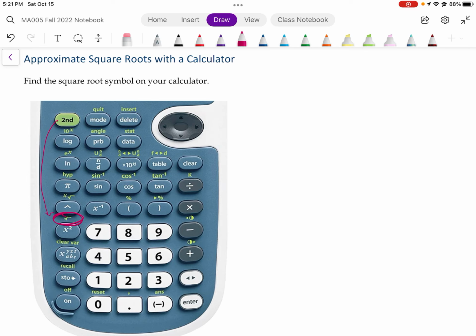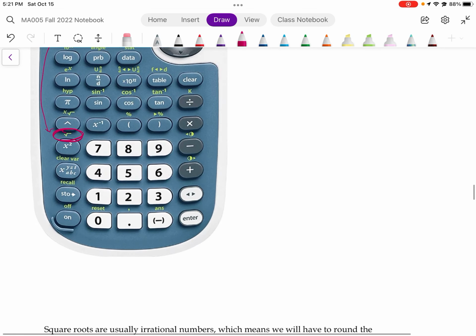That's how I caught my mistake. I saw the little up arrow. I was like, wait a minute. Okay, so that's the square root symbol on your calculator.